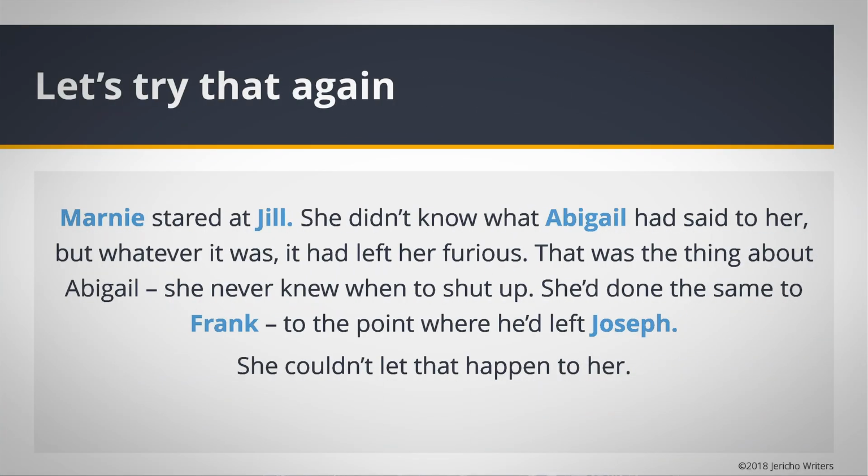Marnie stared at Jill. She didn't know what Abigail had said to her, but whatever it was, it had left her furious. That was the thing about Abigail. She never knew when to shut up. She'd done the same to Frank, to the point where he'd left Joseph. She couldn't let that happen to her.